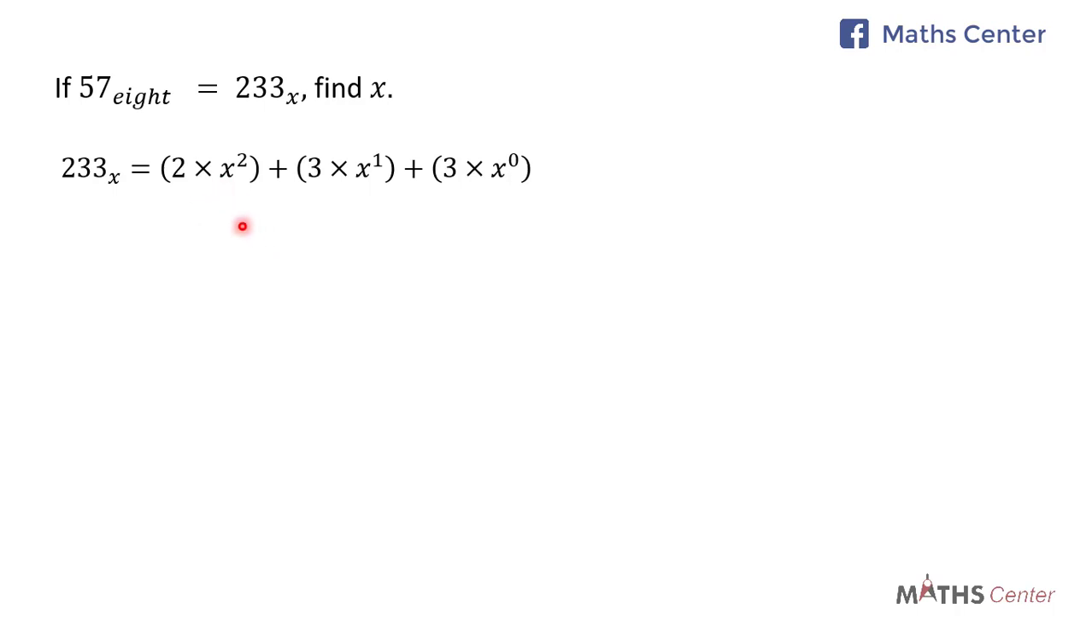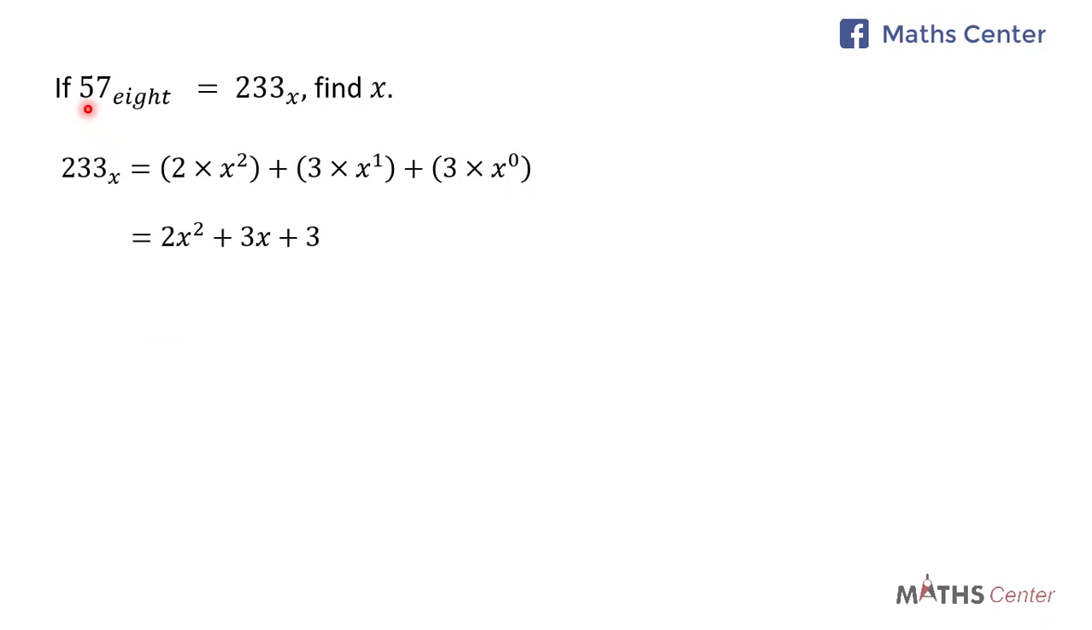Let's simplify this further. 2 times x squared will give us 2x squared. X exponent 1 is x, and 3 times x will give us 3x. X exponent 0 is 1. 3 times 1 will give us 3. So we have 2x squared plus 3x plus 3.